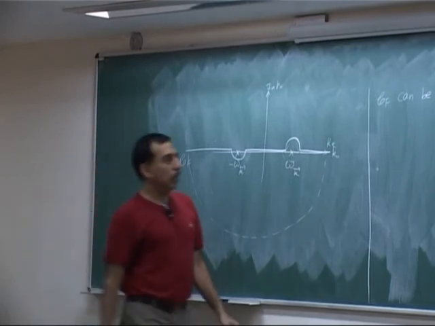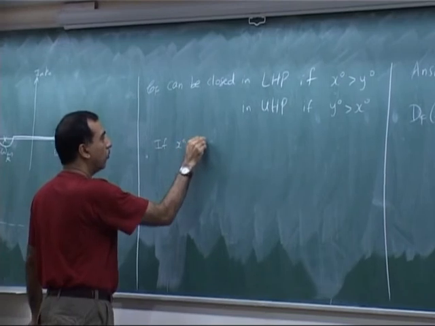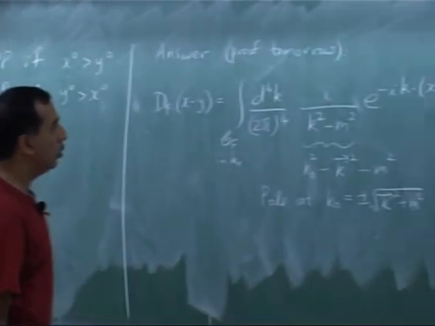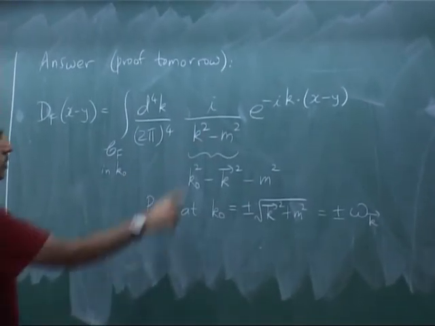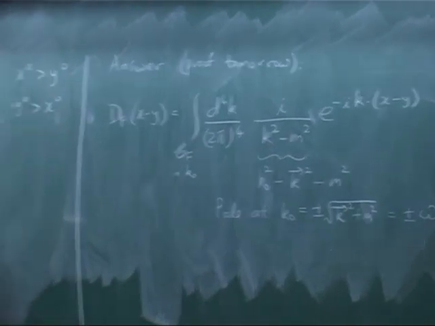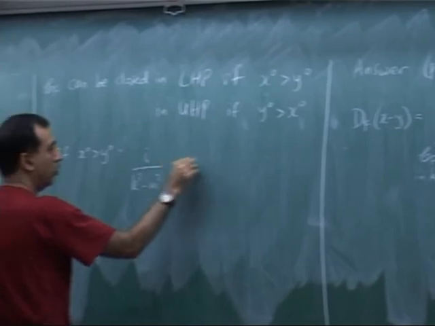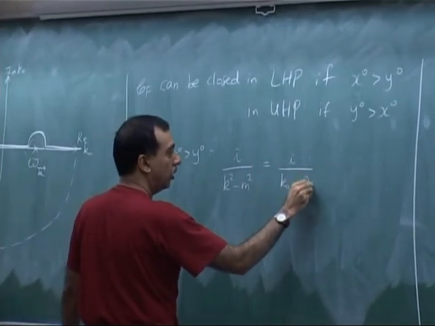Okay, so therefore if x naught is greater than y naught, and we do close it in the lower half plane, then we need to evaluate what is the residue. But of course this thing, i upon k squared minus m squared, is equal to i upon k naught minus omega k.